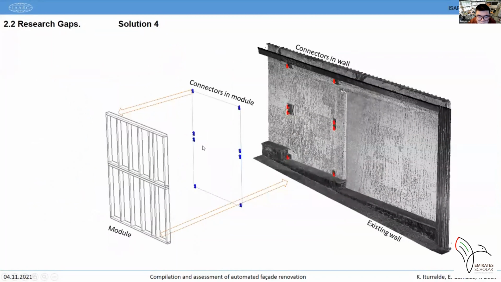The fourth solution consists of a solution for placing the connectors on the existing wall. As you can see here in red, the connectors need to fit. The connectors in blue and the connectors in red need to fit. The connectors in blue go to the module and the connectors in red go to the existing building. Where to fit these connectors very accurately?